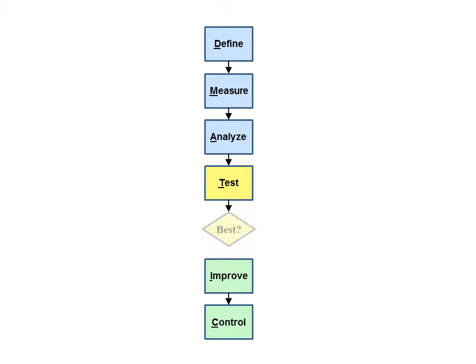The results of the test or pilot program are compared with the desired results of the improvement effort. If the results are not the best we think we can get, we loop back to define and try again. When the test results meet our expectations, then we move to improve and actually change the process. Now let's explore what is meant by analyze.